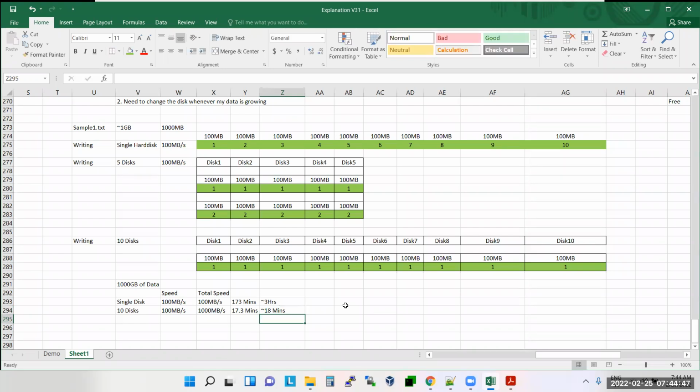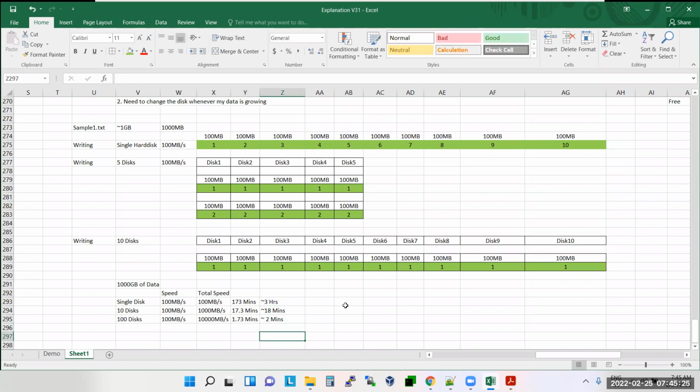Okay, 18 minutes. Now what if I have 100 disks, guys, and the speed of each disk is 100 MB per second? 100 into 100 is 10,000 MB per second, if all disks work parallelly. Almost 10 GB I can write per second. So here it is 1.73 minutes, which is equivalent to 2 minutes. Yes or no? Yes, sir.